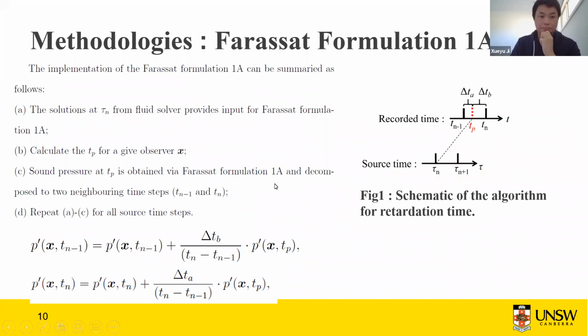Let's talk about the details of the implementation of the retardation time. Firstly, we have a source time, tau n, and then with R we can calculate the observer time, TP. But TP does not exactly coincide with the recorded time step, so we need to decompose the signal at this time step into two neighboring signals, and we can do it via these two equations. Then we repeat steps A to C for all the source time steps, and this is how we implement the Farassat formulation 1A.